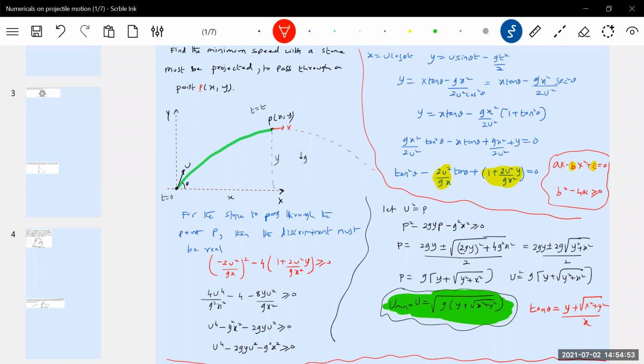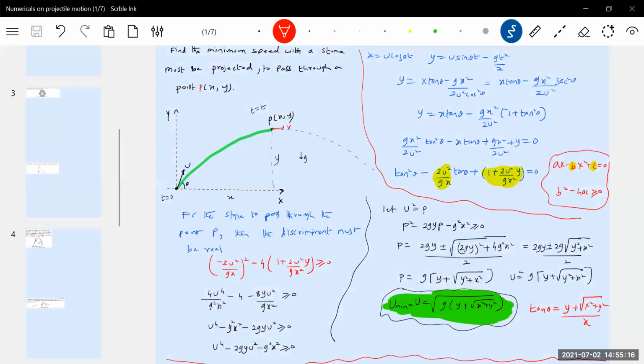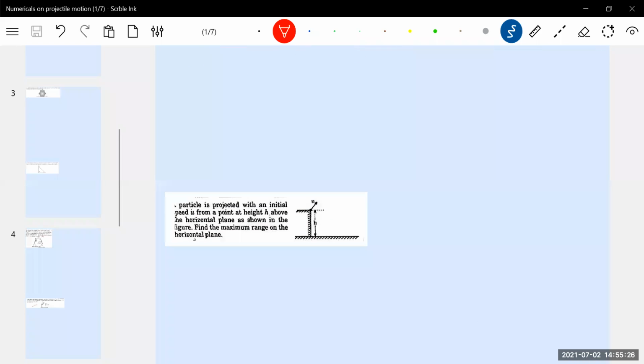Completed writing. We'll see the application of this, how it is going to help us a lot. Let's have this question.